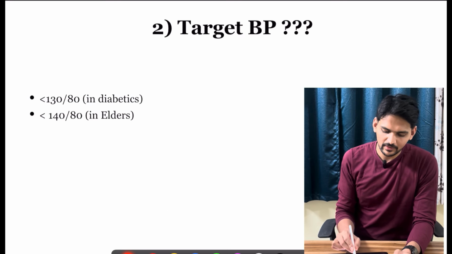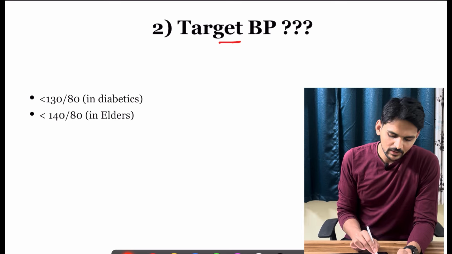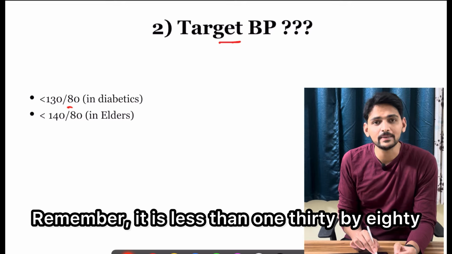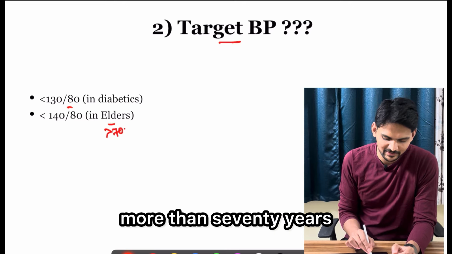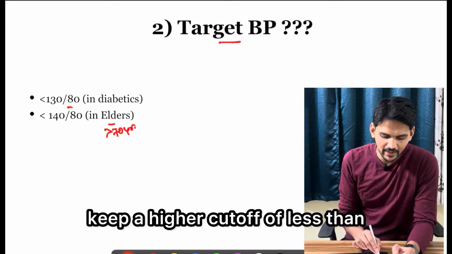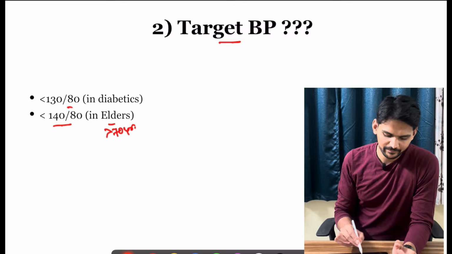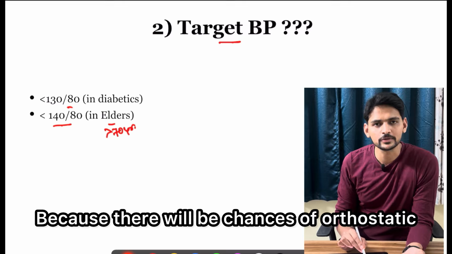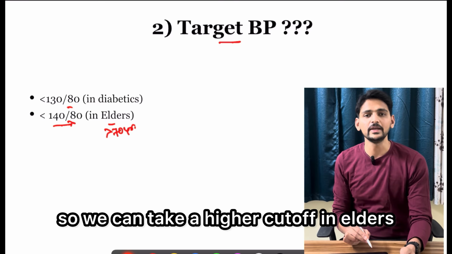The second question, what will be the target blood pressure in diabetics? Remember, it is less than 130/80. Suppose the individual is elderly, for example, more than 70 years. Keep a higher cutoff of less than 140/80, because there will be chances of orthostatic hypotension and all. So we can take a higher cutoff in elders.